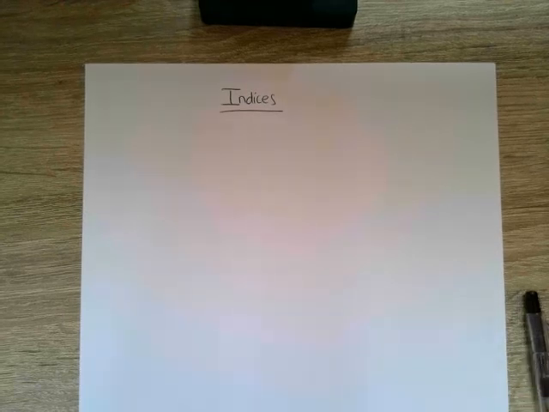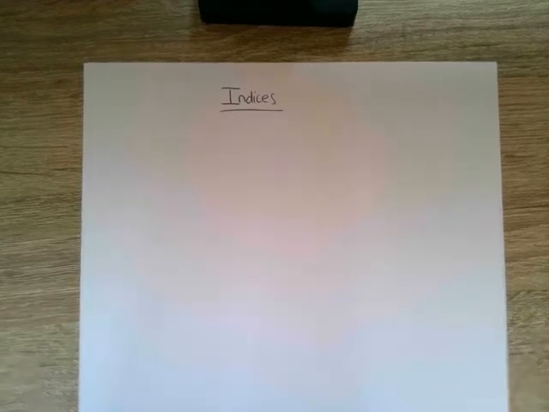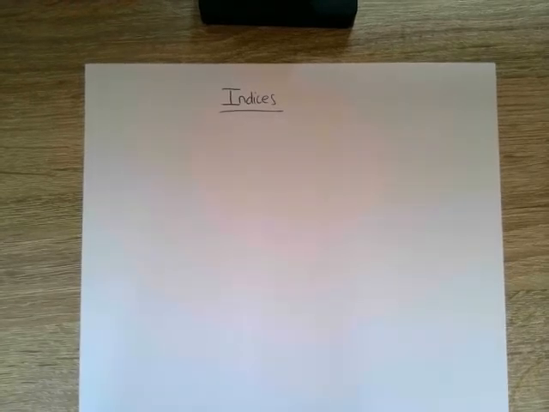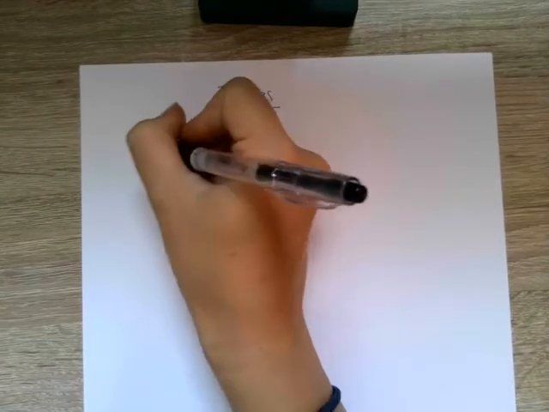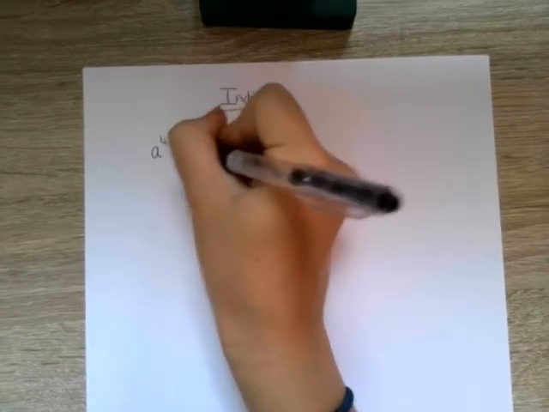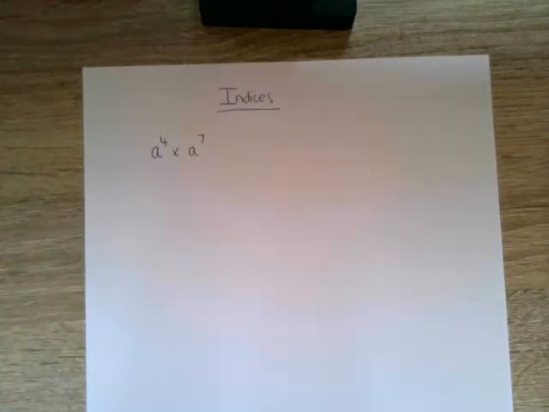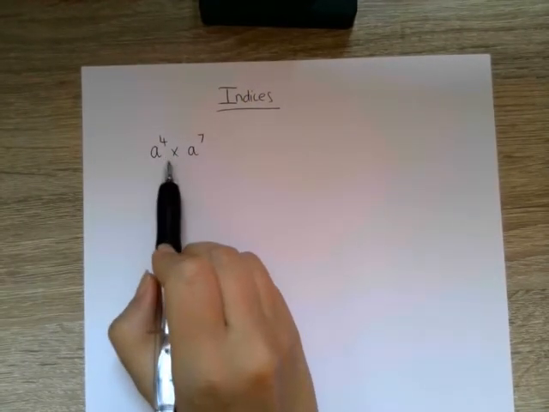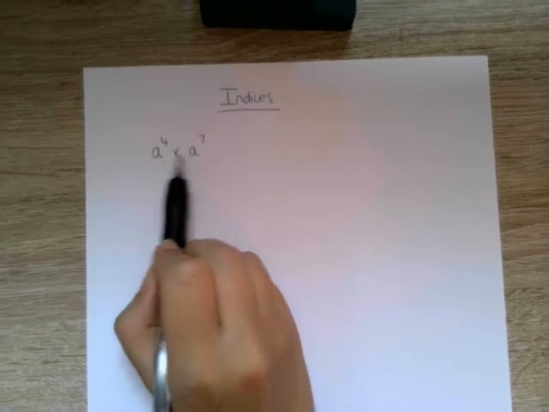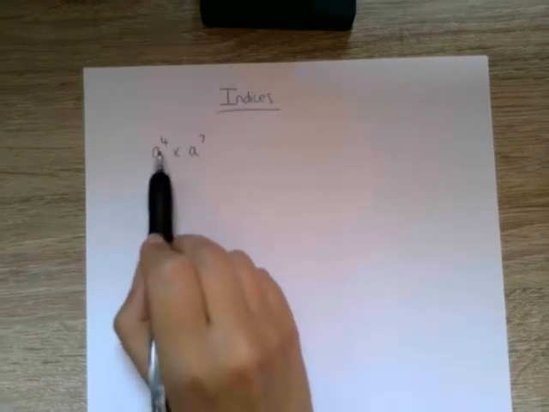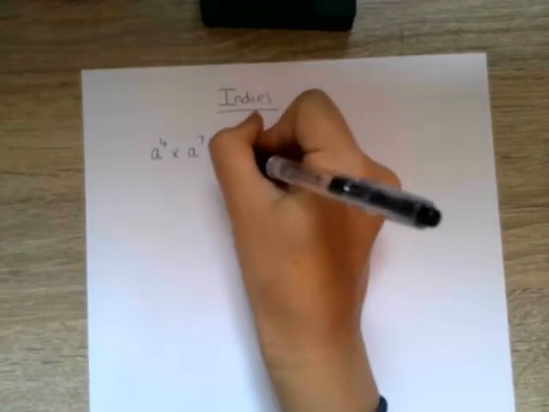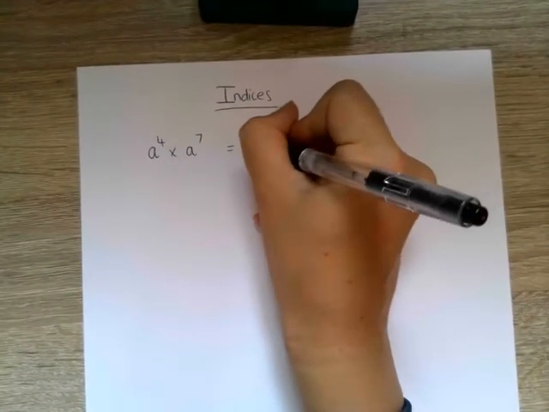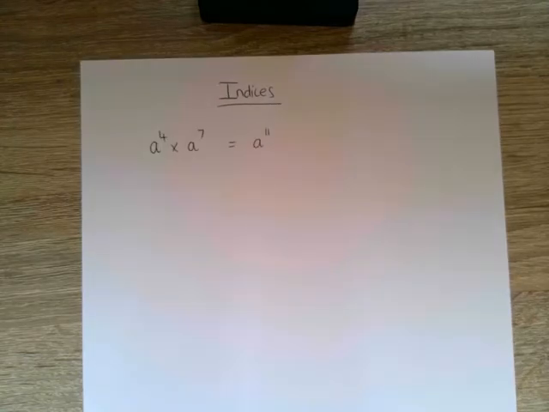This video is going to go through basic rules of indices to begin with, and then we'll look at some harder examples a bit later on as well. So first of all, straightforward indices questions would be something like this. To simplify things like that, where they're times together, and when you times things like this with the same base number, where you can see it's A here and A here, you just add the indices together. So 4 plus 7 is 11, so this would be A to the power of 11.